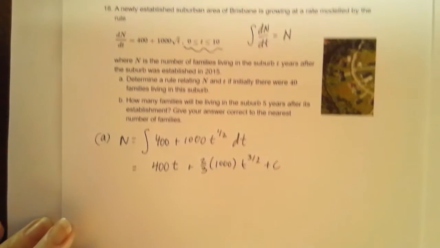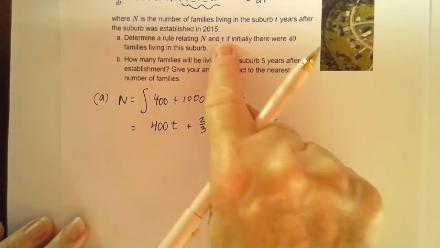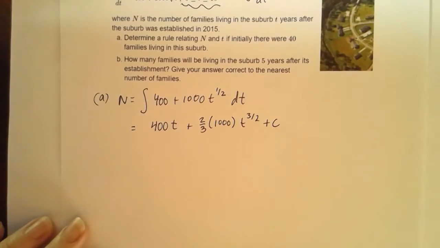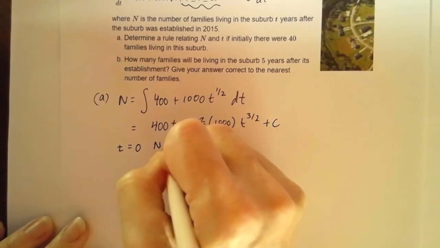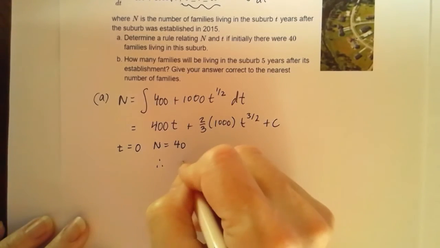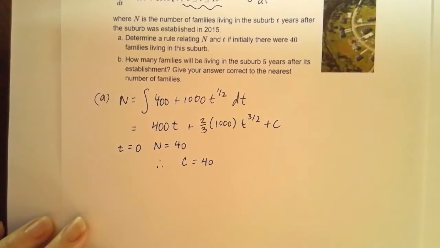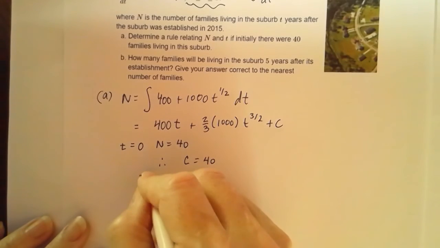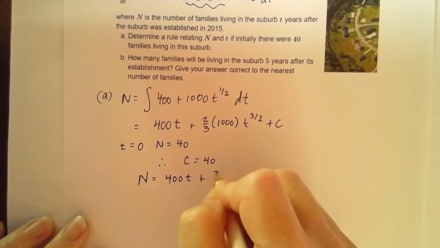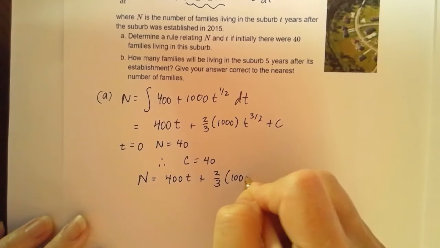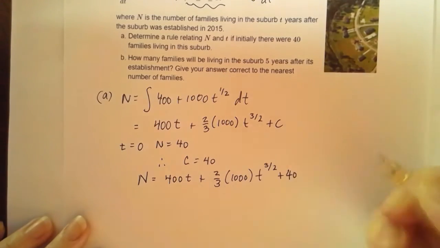I'm going to scooch this up because we've used all that already. It says determine the rule for when initially there were 40 families living in the suburb. So that tells me when t equals 0, n equals 40, and therefore c equals 40. You might want to show some extra work putting in the 0 for t. That would be good. So my relation for A is 400t plus 2/3 times 1,000 t to the 3/2 plus 40. You can write that in a different way if you wish, but it's a fine equation.